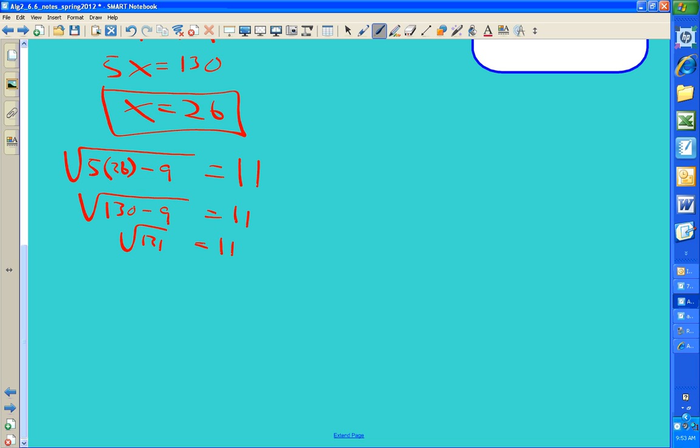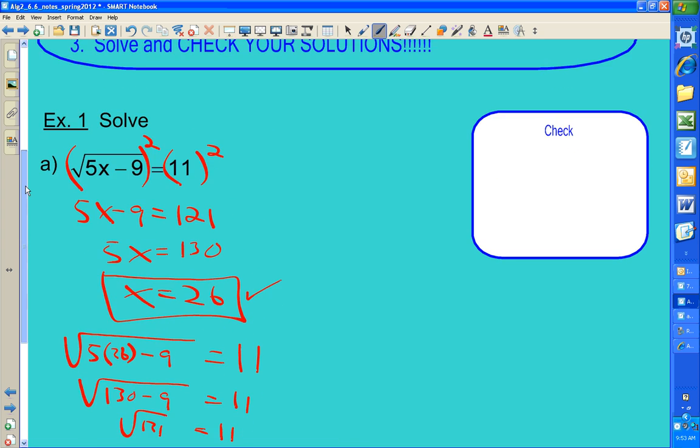And the square root of 121 is? It's just 11. It is not plus or minus. The square root of 121 is 11. The only time you get plus or minus is if you have x squared equals a number, or x to the fourth equals a number, and you take a fourth root of both sides. But the square root of 121 is 11. This is a good answer. You can check in your calculator.